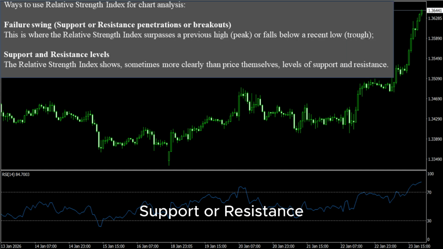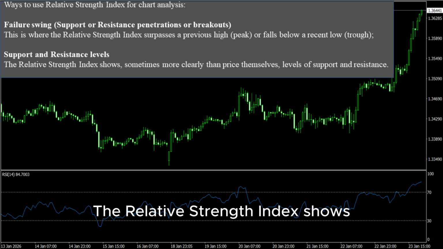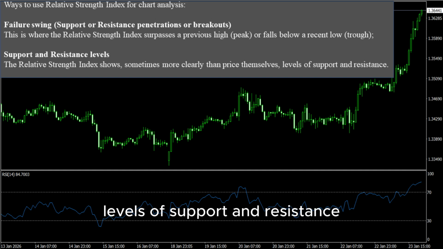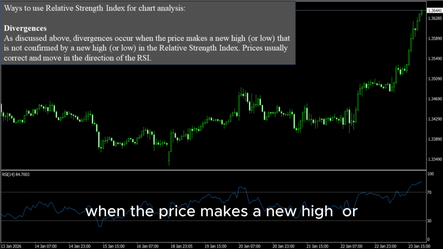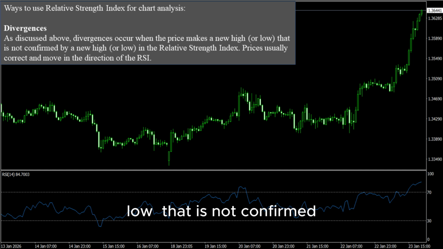Failure swing, support or resistance penetrations or breakouts. This is where the Relative Strength Index surpasses a previous high, peak, or falls below a recent low, trough. Support and resistance levels. The Relative Strength Index shows, sometimes more clearly than prices themselves, levels of support and resistance. Divergences. As discussed above, divergences occur when the price makes a new high or low that is not confirmed by a new high or low in the Relative Strength Index. Prices usually correct and move in the direction of the RSI.